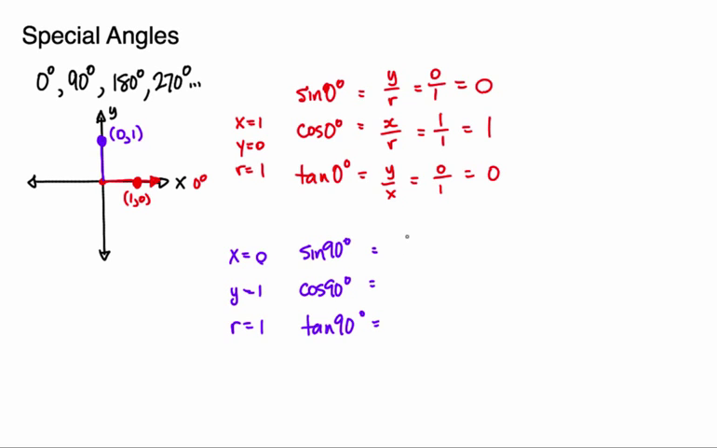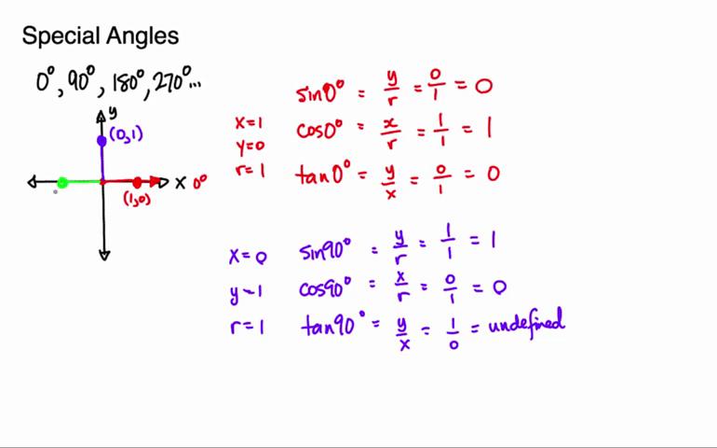We'll again put down the definitions. Our substitutions are now 1 over 1, 0 over 1, and this one becomes a little bit more complicated. It's now 1 over 0. So we get 1 and we get 0, and the slope of this line that's straight up and down, that's vertical, is undefined.